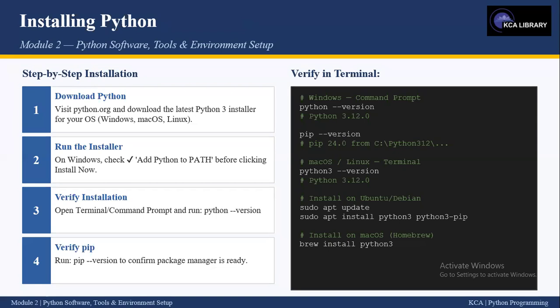Once installed, you should always verify the setup by opening your terminal or command prompt and running the python --version and pip --version commands to ensure both the interpreter and package manager are ready. That's how you can install Python and verify the version.